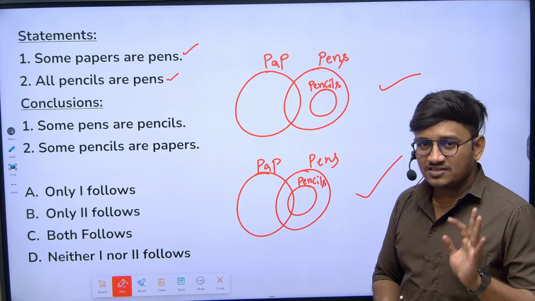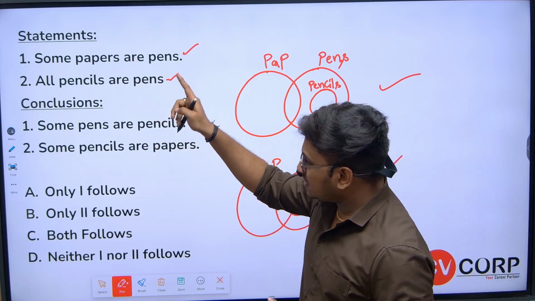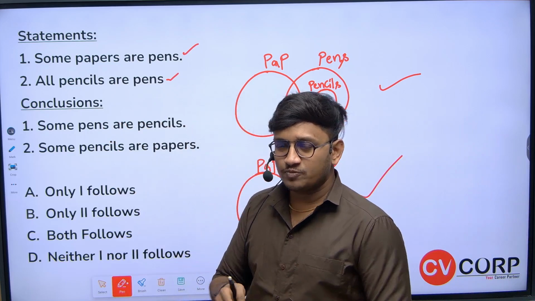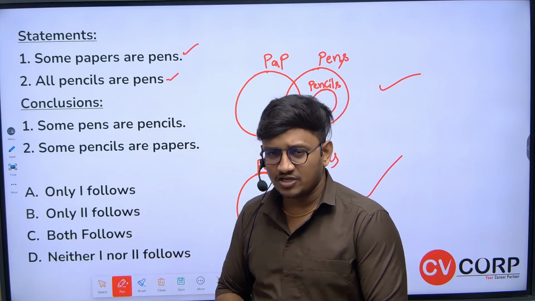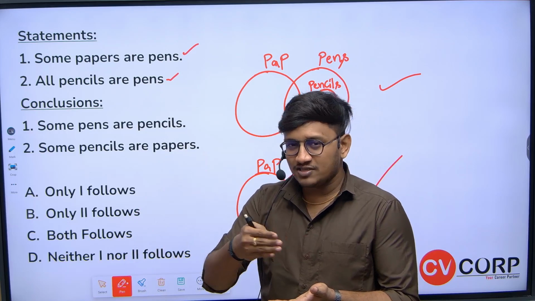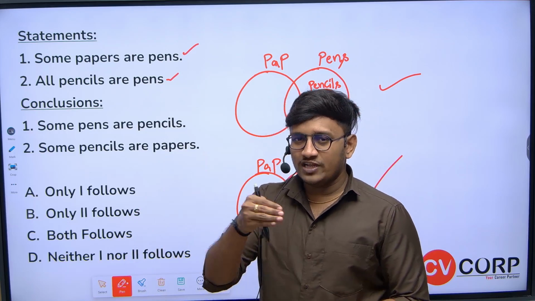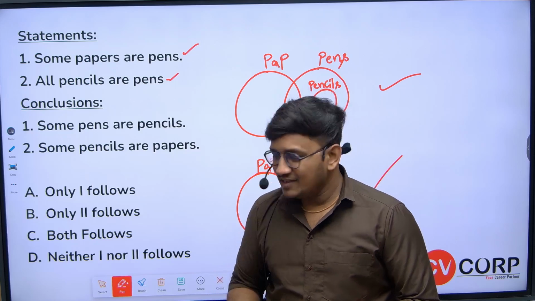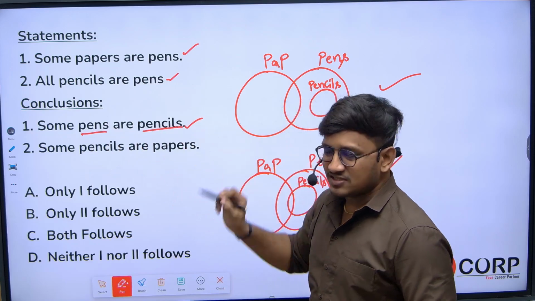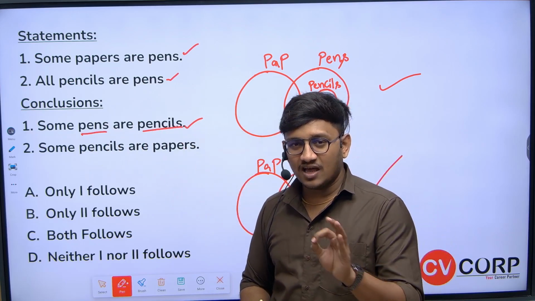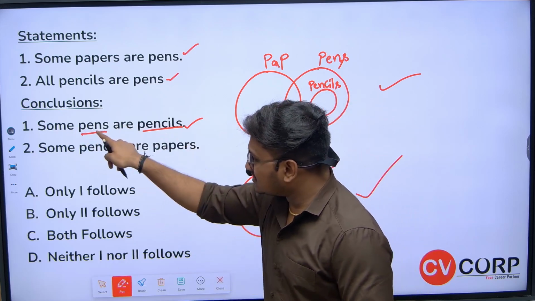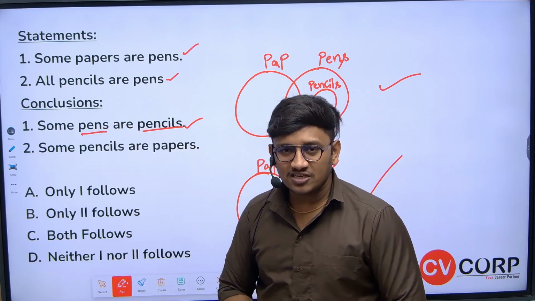Now just remember, when you want to say a conclusion is correct, you should prove that this conclusion is definitely correct in all the possibilities. Or else, as I said, instead of proving correct, what's the best approach? Better prove it is wrong. Let's say what they are saying is some pens are pencils. That means the pens and pencils circles should intersect each other, right?